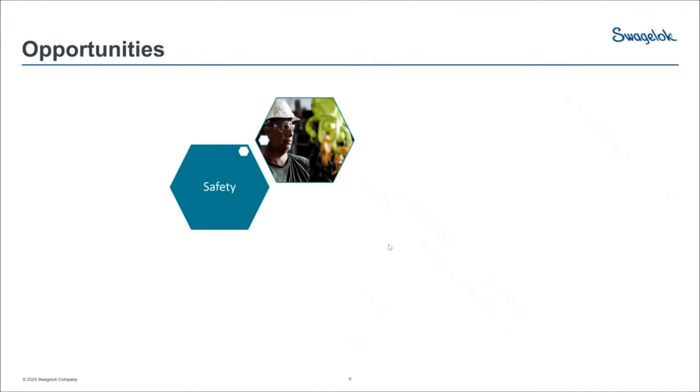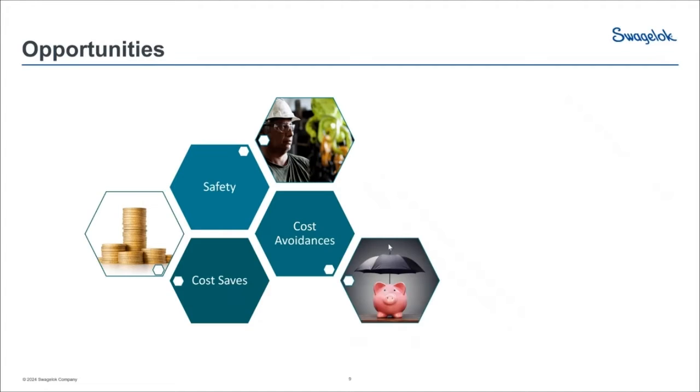Safety is always first, it's paramount, it speaks for itself. And we're going to share a really good example with some figures here in a moment. Now, cost saves are historical costs that if you can avoid them, they immediately go back into your organization's profits.